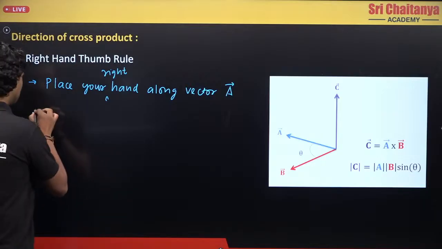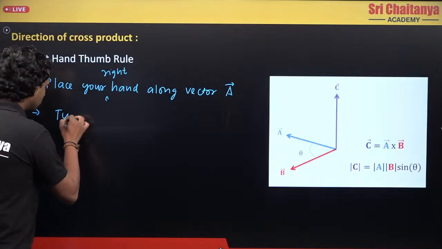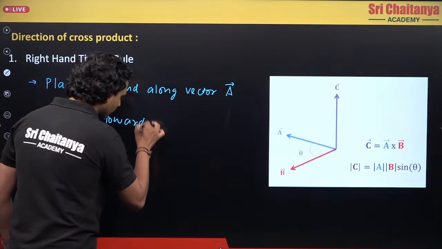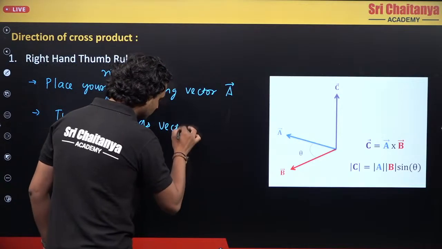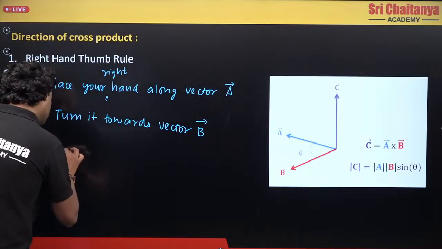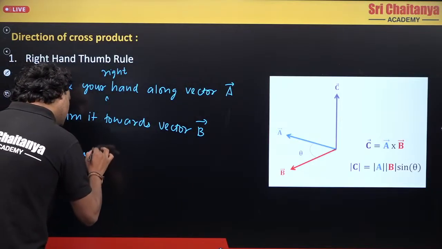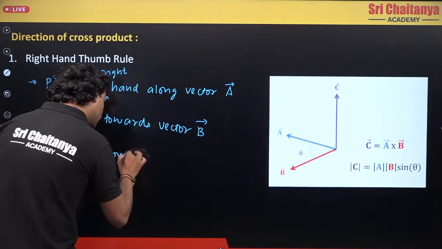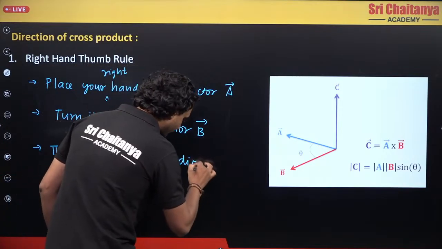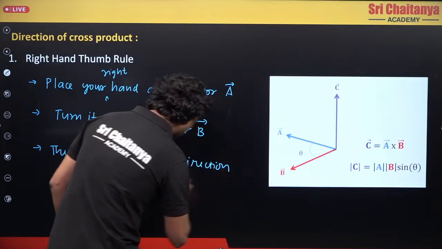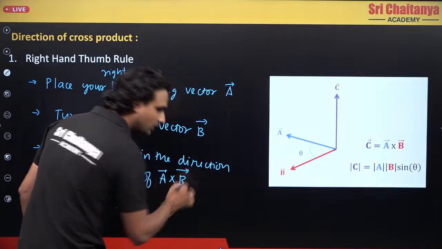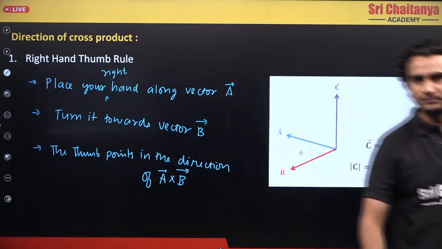Then next step is, turn it towards vector B, okay. The thumb points in the direction of A cross B, okay. The thumb will point in the direction of A cross B, okay.